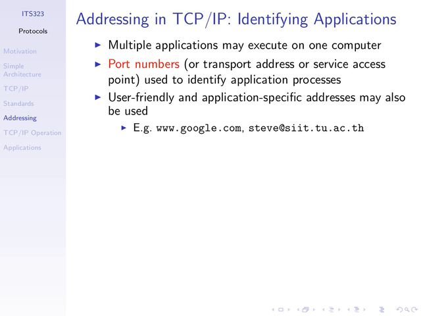Final thing for today, last type of address. We have hardware addresses, IP addresses. We have user-friendly addresses like domain names and email addresses, which really is combined with a domain name. And we have port numbers. Port numbers are used to identify applications on a computer.